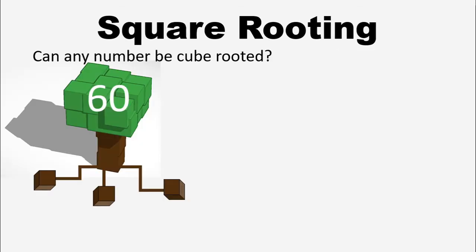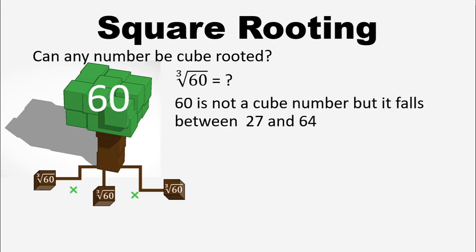Can any number be cube rooted? We've done this with square numbers. Every positive number can be square rooted. What about cube rooting? Well, 60 is not a cube number. However, we know that to cube root it means to find what value multiplies by itself 3 times to give that answer. It's got to be somewhere between the cube root of 27 and 64. 27 is a cube number and 64 is a cube number.